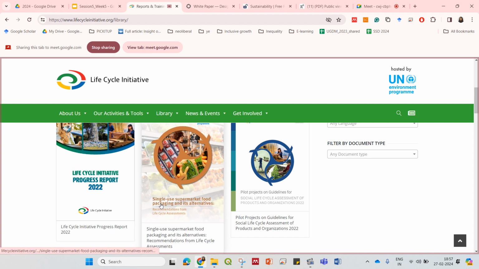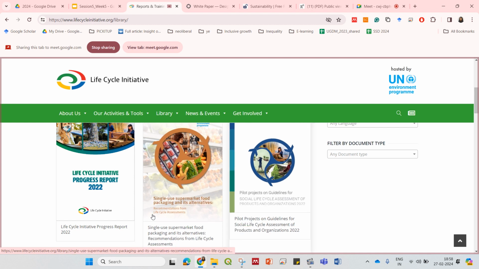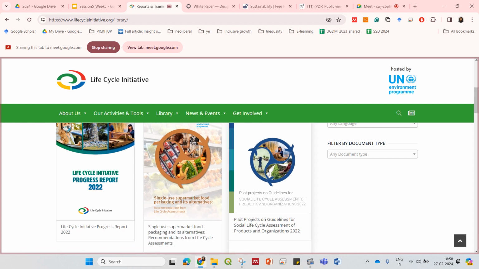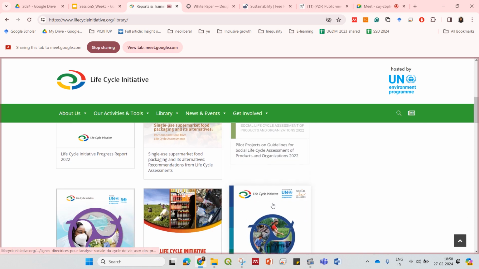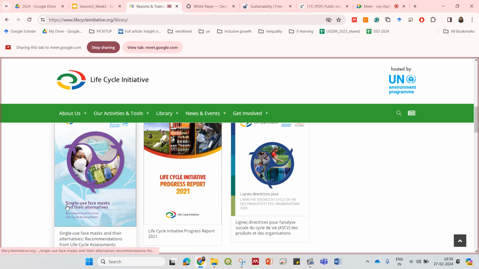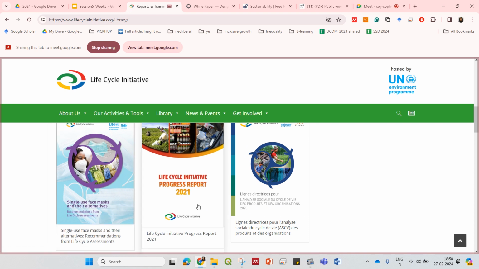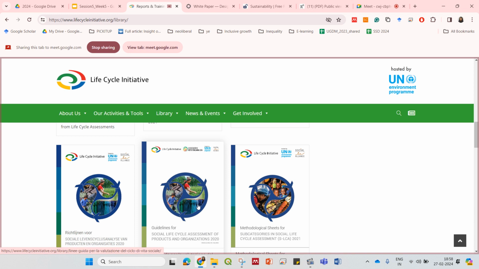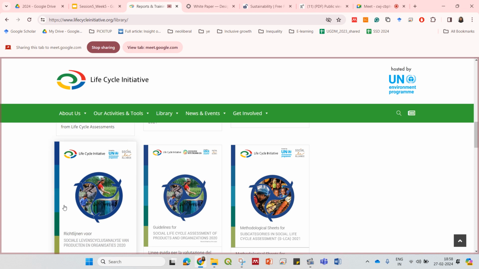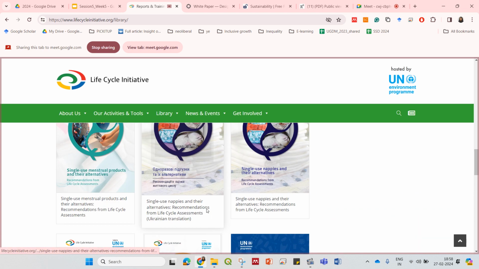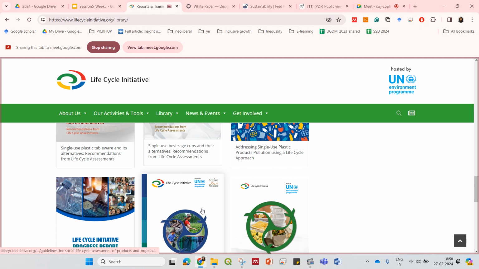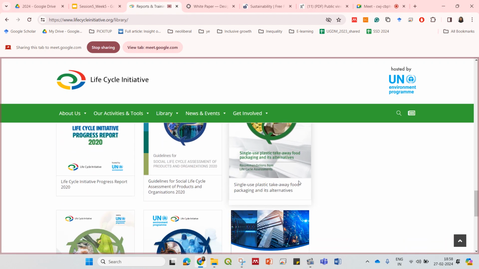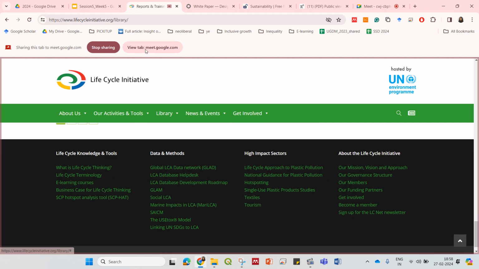For example, here you can see LCA for single-use supermarket food packaging, and what alternatives can be used. Then there are several pilot projects for life cycle assessment. There is LCA for single-use face masks also, and several other things. So if you want to further read about how you can do life cycle assessment for different household materials or the materials which you might know also, you can visit this page and read detailed reports about several different materials. So I hope this is helpful.